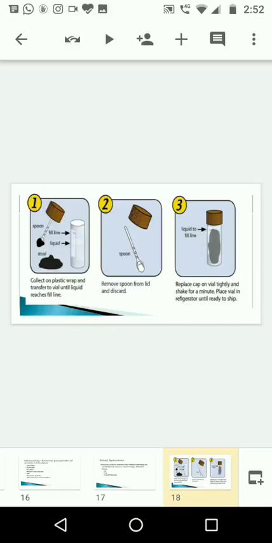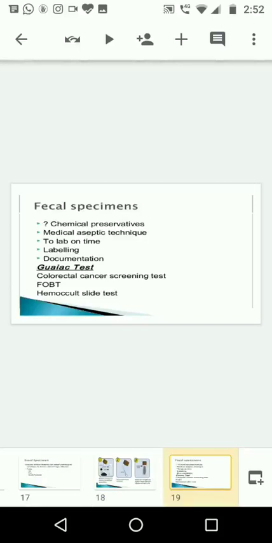Place the vial in a refrigerator until it is ready to ship, or until it is ready to send to the lab. You should keep in mind some points. Check whether the chemical preservative is present or not. You should maintain medical aseptic technique and send the sample to the lab on time. And you should label the sample with the patient's details and document the procedure you have done.